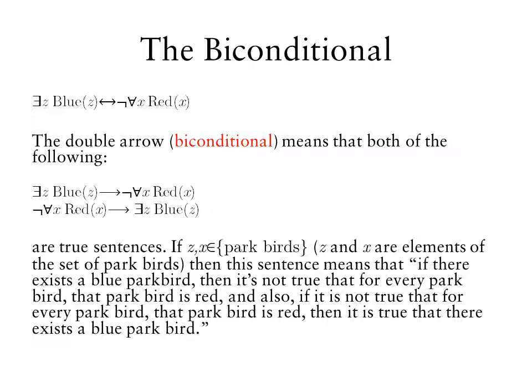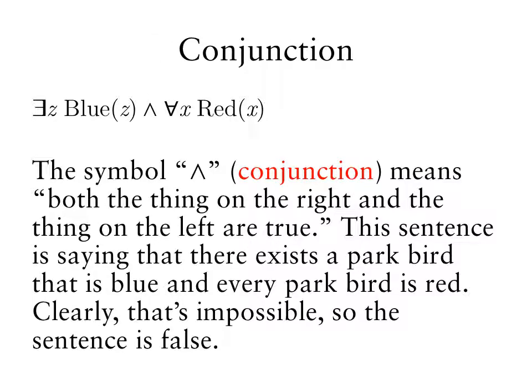Then it wouldn't be the case that any of the park birds are red, but it also wouldn't be the case that any of the park birds are blue, right? So there wouldn't exist at least one blue park bird. So this is actually a false biconditional. And this is more on the universal quantifier.